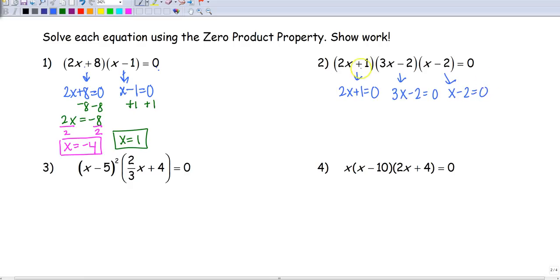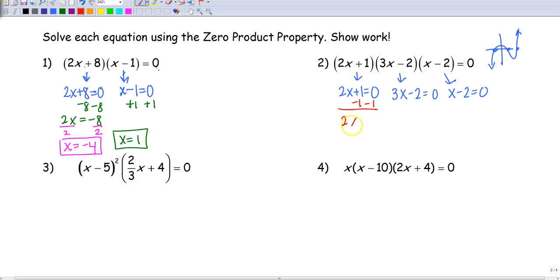Okay, now I want you to notice this has 3 parts. This means you're going to have 3 solutions, which means this isn't technically a quadratic. This would be a cubic problem. Cubic meaning has a degree of 3. It would look something like this. But we're going to solve it just the same as you always would.